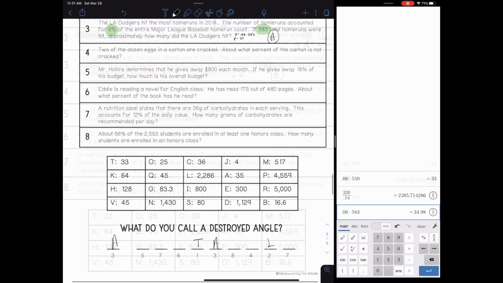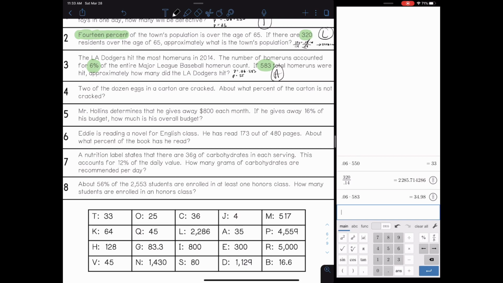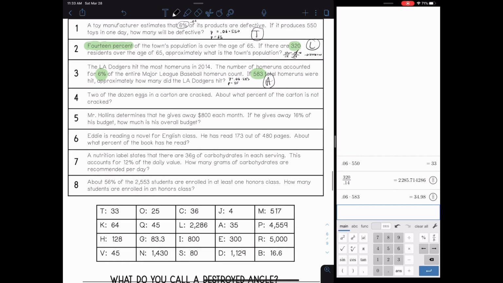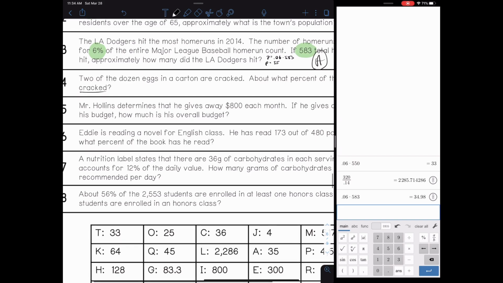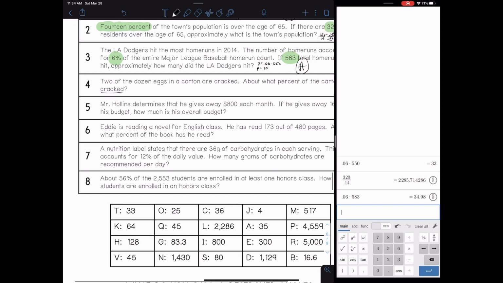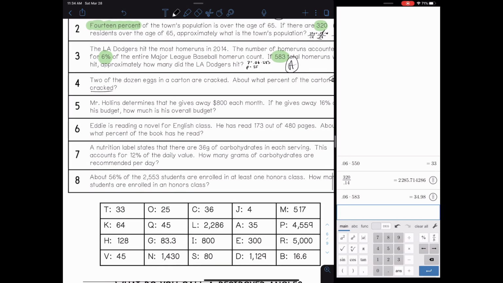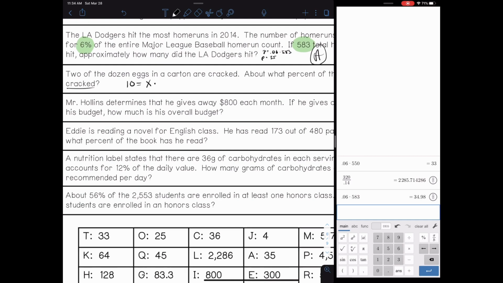All right, number 4. It says two of the dozen eggs in the carton are cracked. About what percent of the carton is not cracked? So part equals percent times whole. The part is how many of the eggs are not cracked. If 2 of them are cracked, how many are not cracked? That's going to be 10, equals, I'm looking for the percent, so that's an unknown variable, x. And then it's out of a dozen eggs. How many is a dozen? 12.